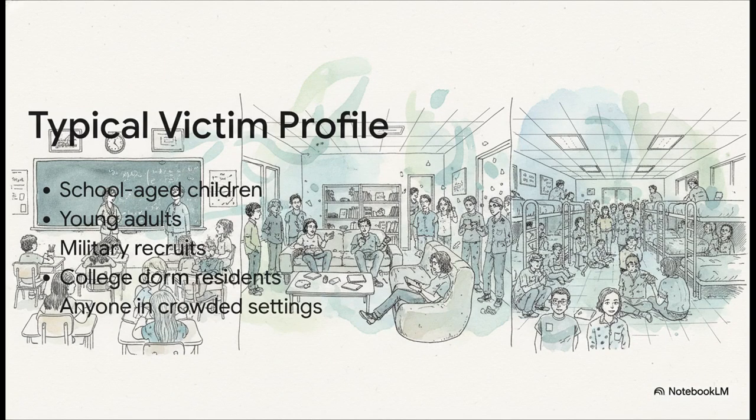So, who should be on the lookout? Well, the typical victim profile is pretty clear. School-age children, young adults, and really anyone in crowded, close-contact settings. Think military recruits in barracks or students in college dorms. Those are its absolute favorite hunting grounds because it can spread so easily from person to person.